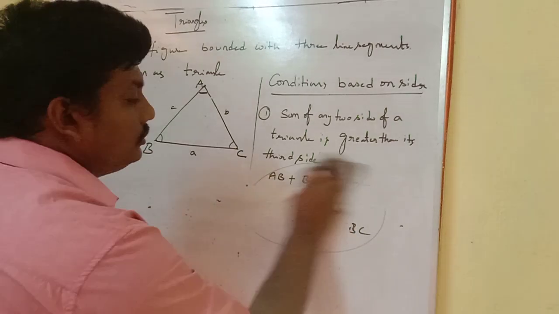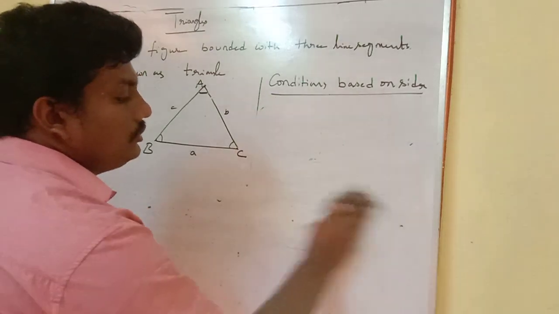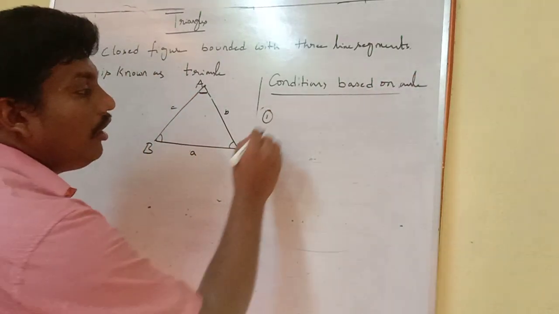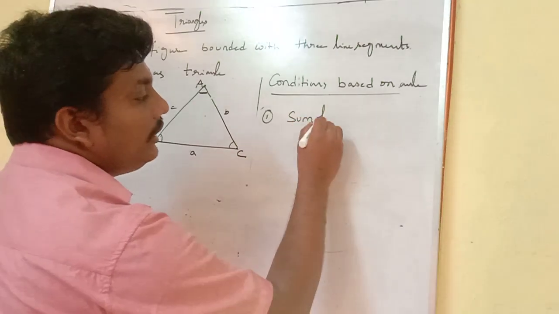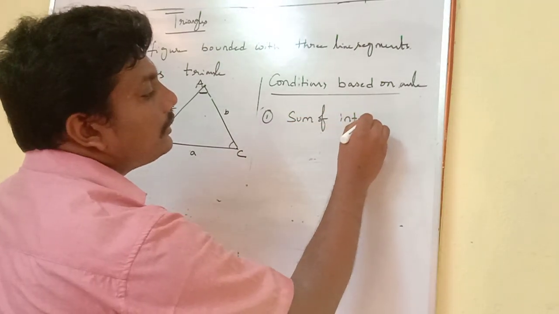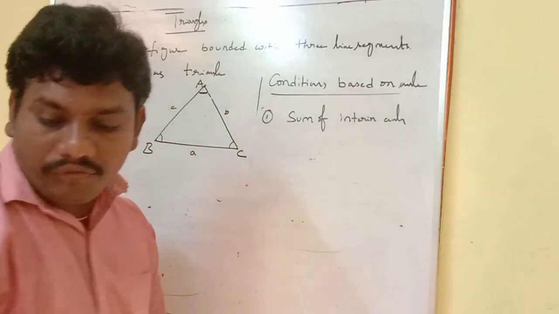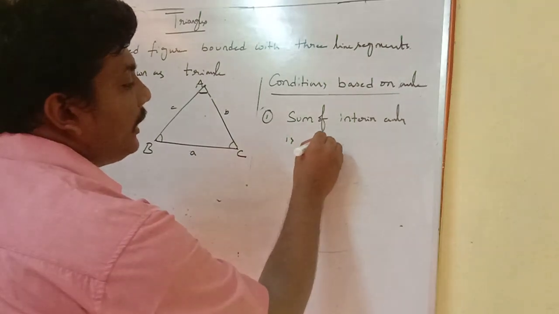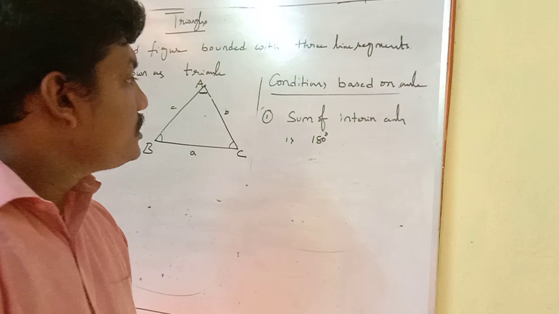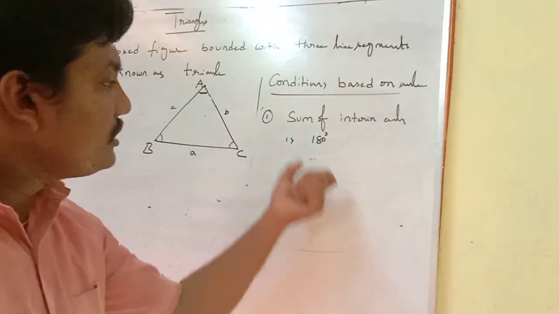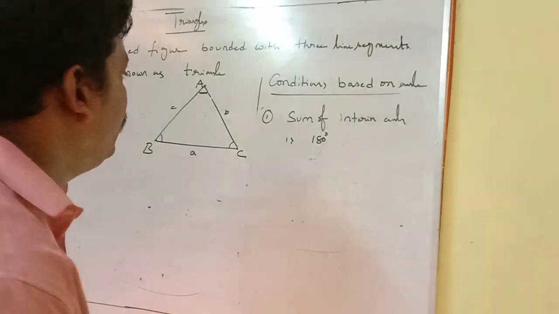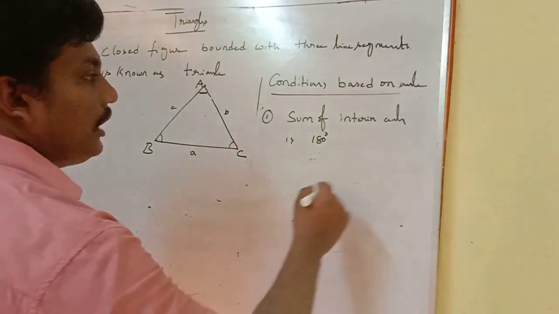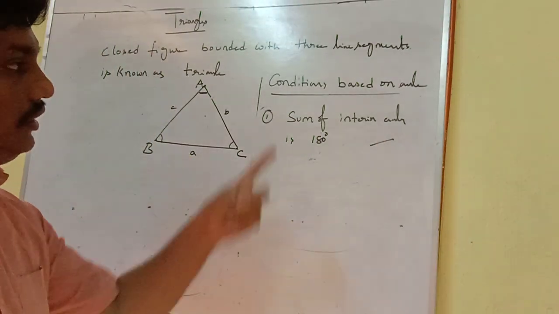One more condition, based on the angle. The first condition is the sum of the interior angles of a triangle is 180 degrees, or a straight angle. So we can prove this later, as one of the properties of the triangle. So this is the condition for the triangle based on the angles.